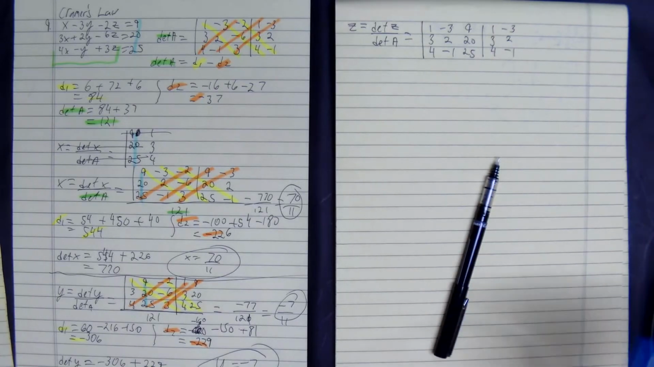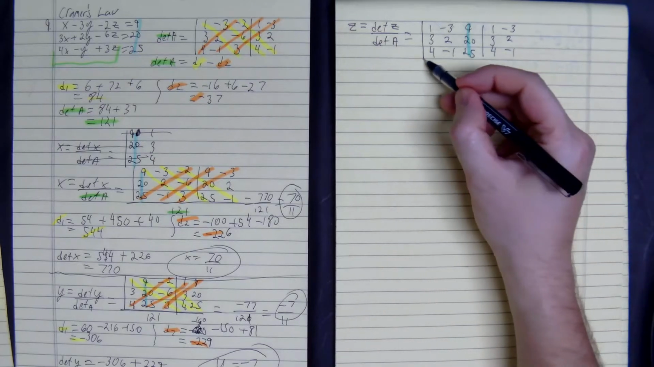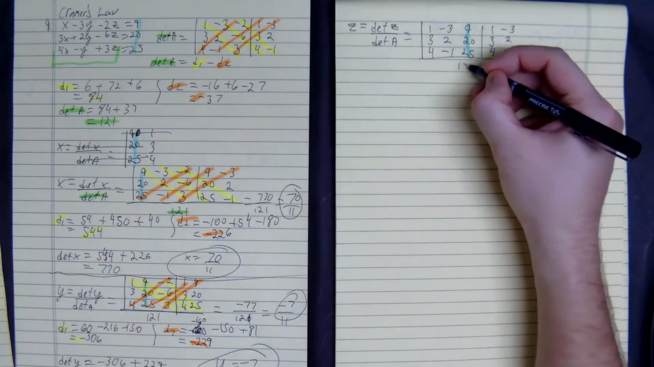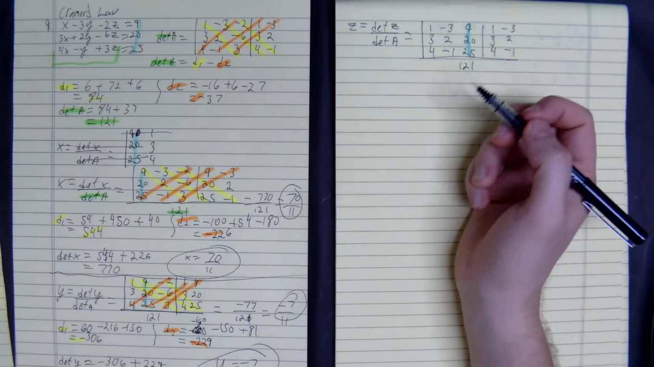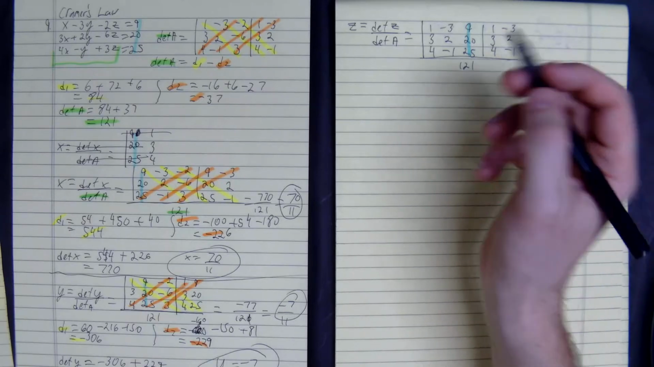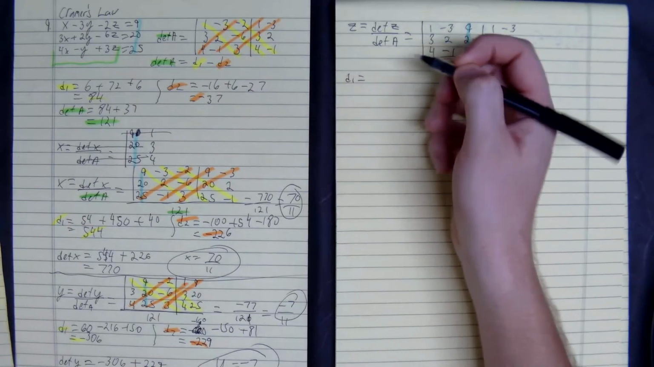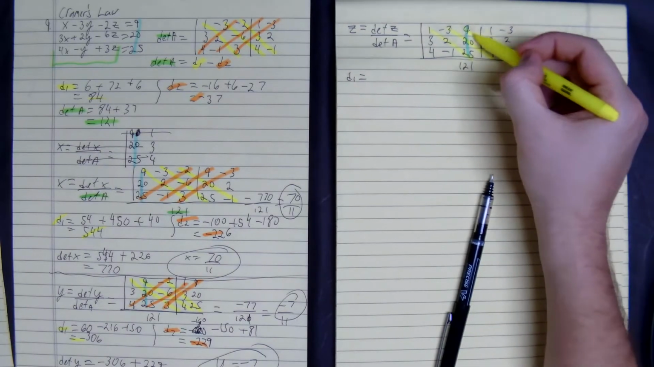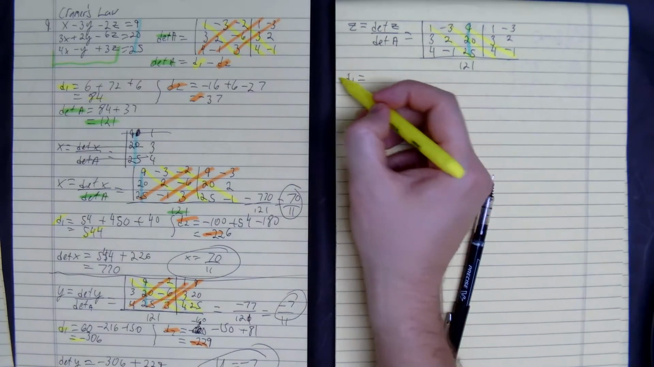Since we're solving for z, we replaced our coefficients of z with our constants, and at the end of the day, we divide by the determinant of A, which we got is 121. So first off, let's just start finding our diagonals. Diagonal 1 would be equal to, okay, we're going to find the product of all those.